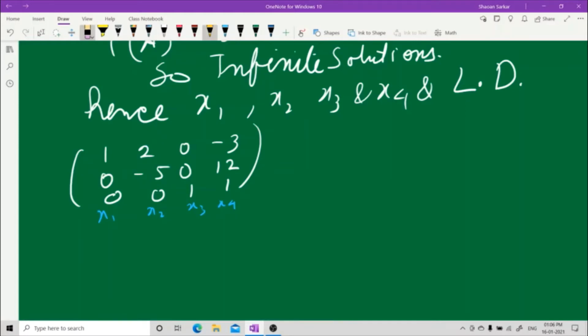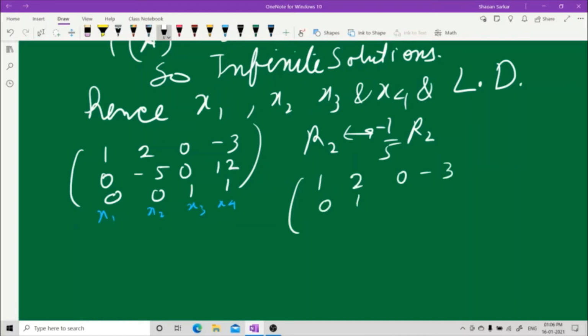Now I will do one operation. The operation would be R2 is to be replaced with minus 1 by 5 R2. So what I'll get is 1, 2, 0, minus 3. I'll get 0, 1, 0, minus 12 by 5. And then I'll get 0, 0, 1, 1. No problem. Now what I will do, I'll try to make this 0.